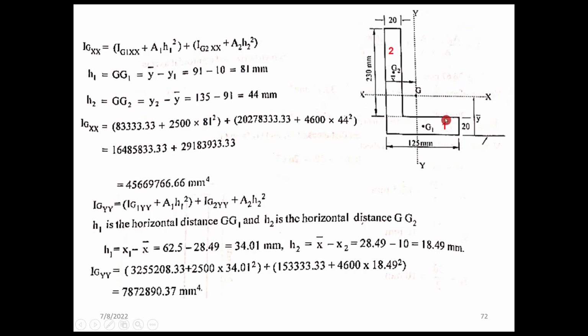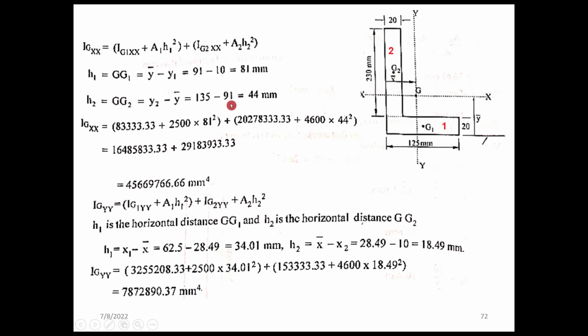So for the first one, we know that from the bottom, 91 is the centroidal axis of the entire figure. 91 minus 20 by 2, so between G1, the H1 value is 81. H2: we have Y2. Y2 is given by 135. How come? That is 115 up to the centroid, 230 by 2 is 115, plus 20.